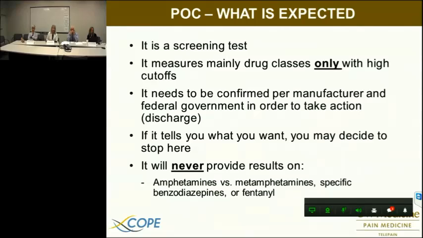And a lot of people, for cost considerations, do stop there. Because at our institution, a full panel that we run, and in our clinic we do confirmatory testing because of our patient population, can run in the $700-800 range if you don't have insurance. Some insurances don't want to pay for them very frequently, and some insurances don't want to pay for them at all. But it doesn't provide, at our point of care, clarification on amphetamines versus methamphetamines, specific benzodiazepines, or fentanyl. So you may need to do a more specific test depending on what substances you're looking for.